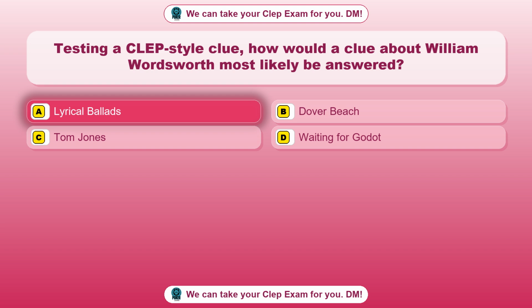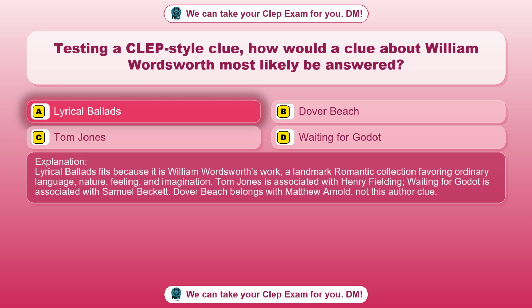Lyrical Ballads. Lyrical Ballads fits because it is William Wordsworth's work, a landmark romantic collection favoring ordinary language, nature, feeling, and imagination. Tom Jones is associated with Henry Fielding. Waiting for Godot is associated with Samuel Beckett. Dover Beach belongs with Matthew Arnold, not this author clue.